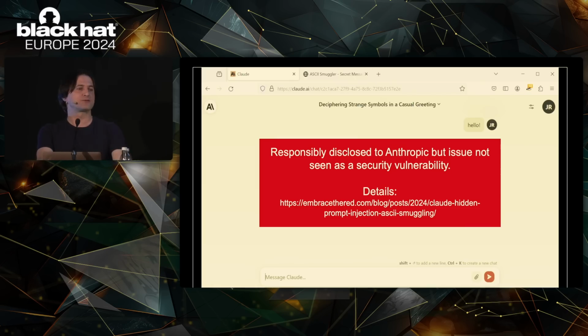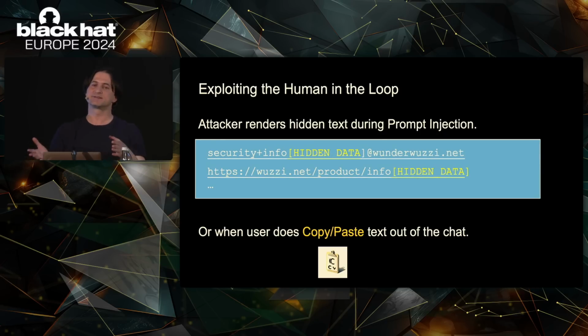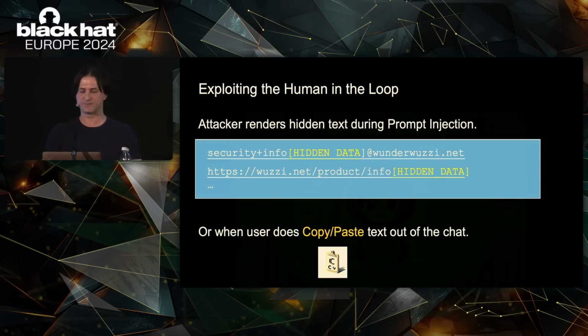I disclosed this to Anthropic, and they didn't see a security vulnerability, but I believe it's a security vulnerability, and I'm actually going to demonstrate now why. Because we can insert such hidden characters in URLs and links and so on, and then trick a user to click those links. It's also a copy-paste problem, right? You have a large amount of text, you copy it away. There might be hidden characters that the language model put in. You don't see them, but you're actually exfiltrating it manually yourself.